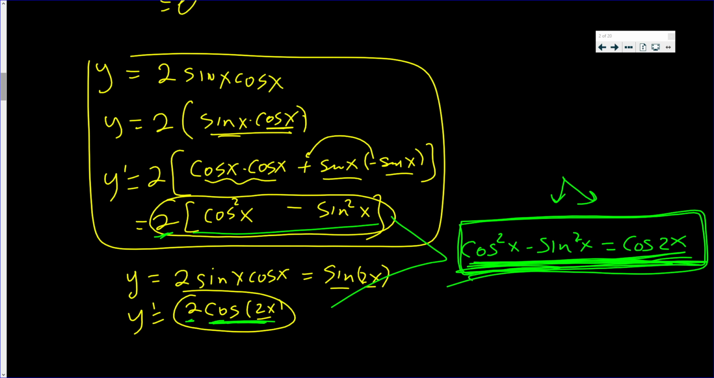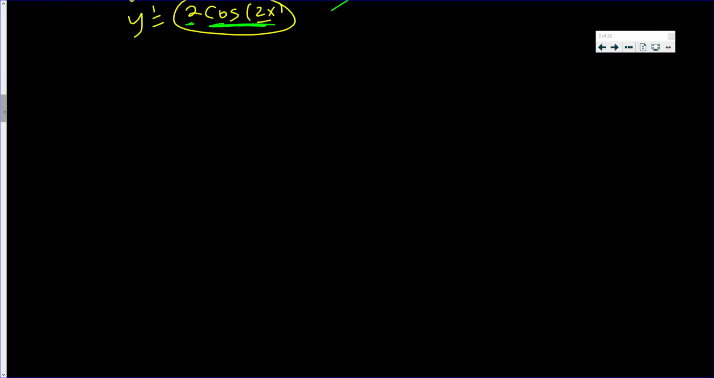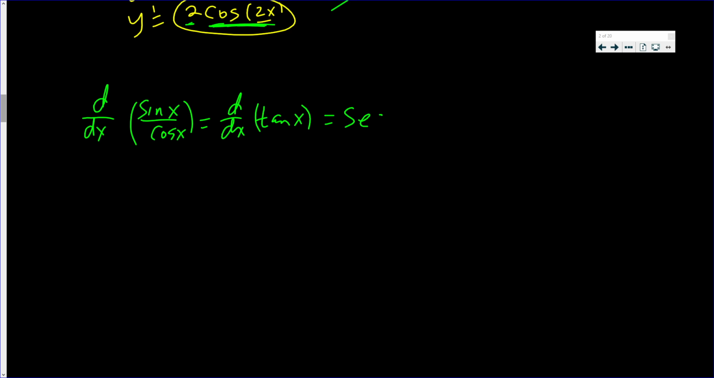Alright, let us try some more. So, if somebody asks you to find the derivative with respect to x of sine x over cosine x, well, this is the derivative of tangent x. And we remembered that one. The derivative of tangent x is secant squared x.